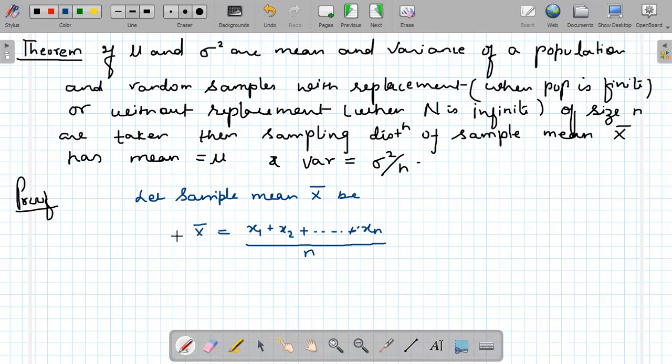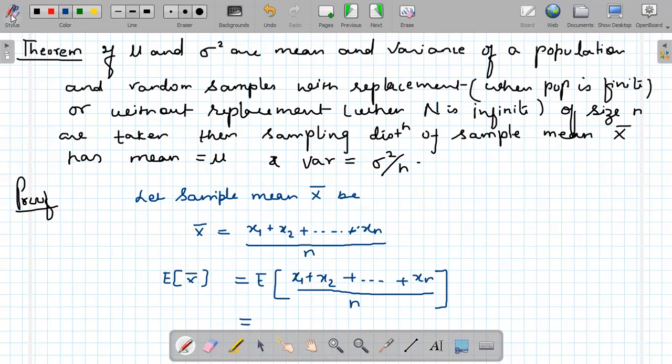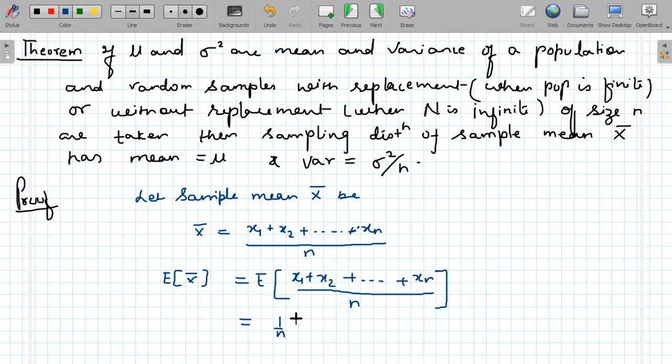अब हमें इन सैंपल मीन्स का मीन देखना है, मतलब एक्स बार की एक्सपेक्टेड वैल्यू, मीन्स एक्सपेक्टेड वैल्यू ऑफ x1 plus xn whole divided by n. So this is equal to 1 upon n by the property of expectation, expected value of x1, expected value of x2, expected value of xn. All these x1, x2, xn are coming from the population whose mean is mu. So their expected value is mu.